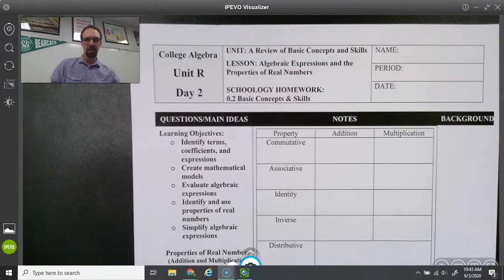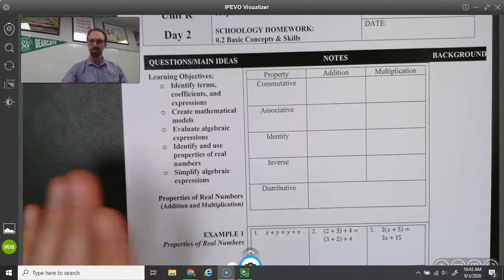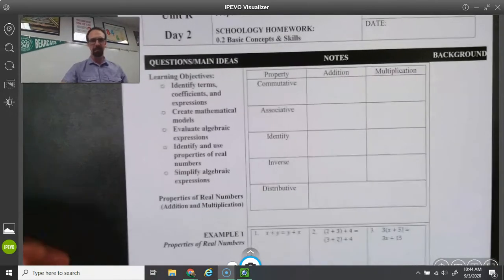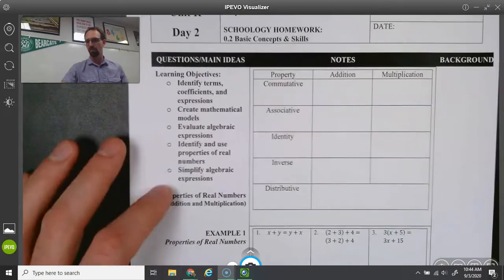We're going to be looking over algebraic expressions and the properties of real numbers. When jumping into this, we have a few properties. These should be review from earlier algebraic courses you've taken, probably a pre-algebra or algebra 1.